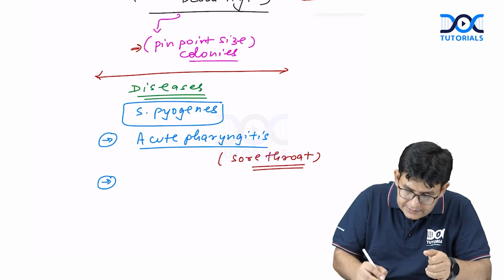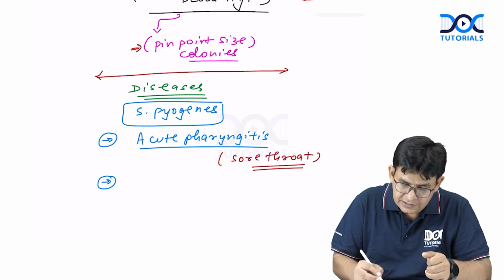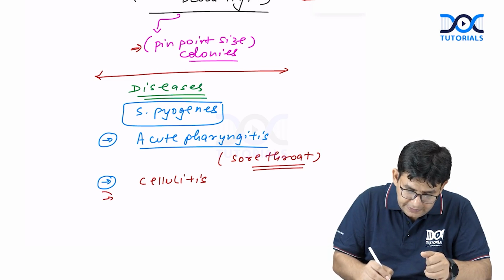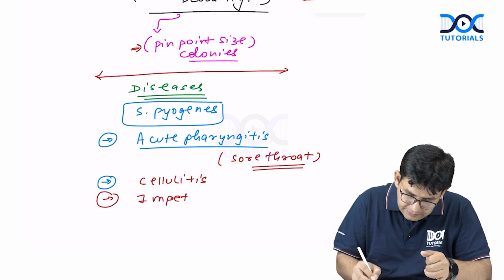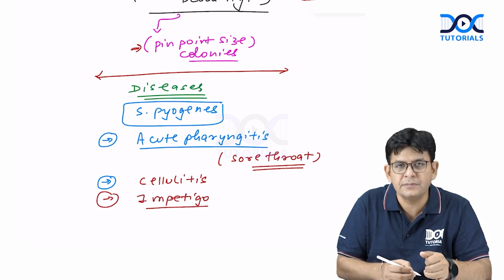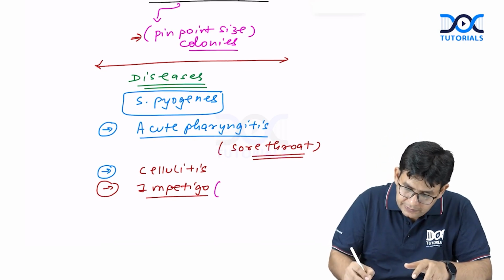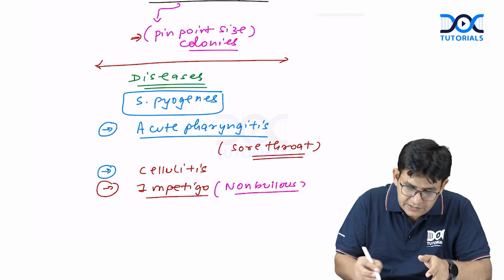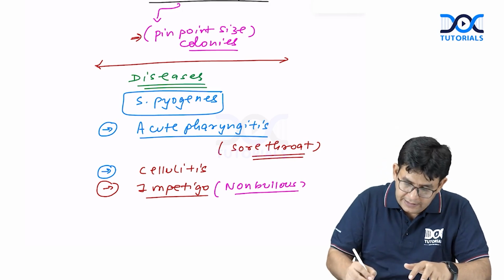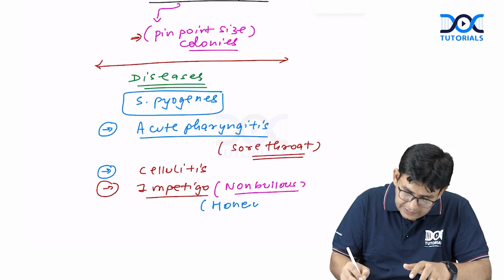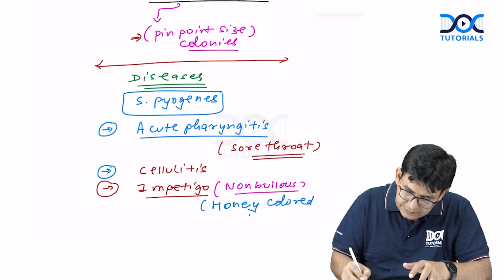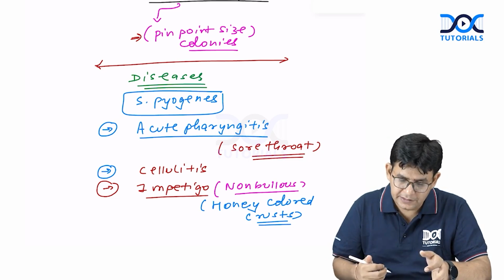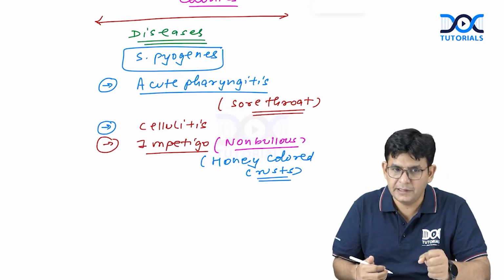Besides that, certain skin conditions like cellulitis can be caused by this. Impetigo. And which sort of impetigo, guys? This question comes, a favorite. Impetigo that is non-bullous. The bullous impetigo is done by staph, and it is non-bullous impetigo. And in this only what we observe is honey colored crust around the lips and all. This particular one is termed as non-bullous impetigo.